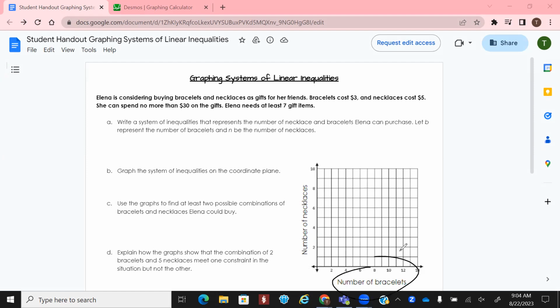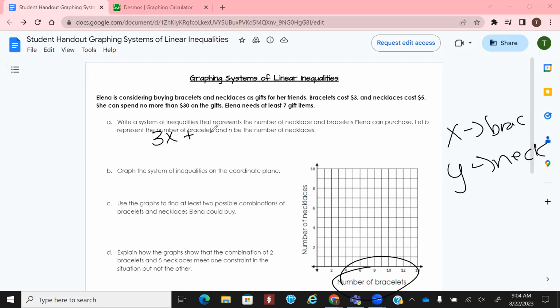So first of all, bracelets are going to be X and Y is going to be necklaces, right? So how much are bracelets? $3. How much are necklaces? And then how much money can they spend in total? 30. Okay. What about at least 7 items? She's going to have X plus Y is greater than or equal to 7.